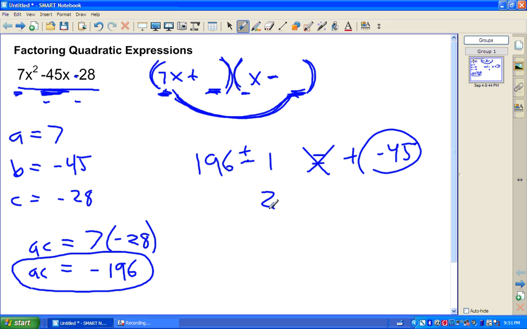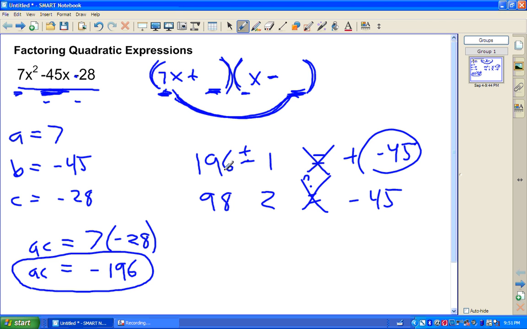So let's try again. Let's divide it by 2. 196 and 2 gives me 98. And yes, use a calculator if you're not comfortable with that. Can I add 2 to 98 or subtract 2 from 98 and get anywhere close to a 45? The answer is no, I cannot. So these two factors aren't going to work.